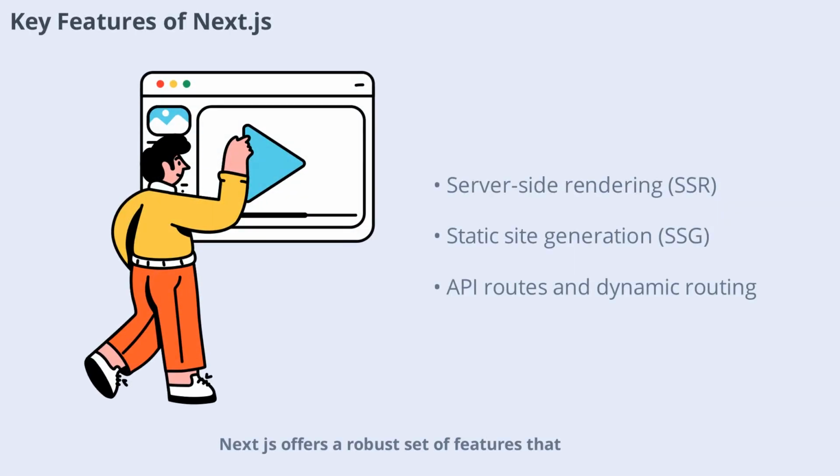Next.js offers a robust set of features that make it a top choice for modern web development. Server-side rendering (SSR) allows HTML to be generated on the server for each request, improving load times and SEO. Static site generation (SSG) pre-renders pages at build time, serving static files for lightning-fast performance. API routes let you build backend endpoints directly in your project, while dynamic routing enables flexible, data-driven page structures. These features, combined with automatic code splitting and developer-friendly tools, streamline the process of building scalable, efficient web applications.